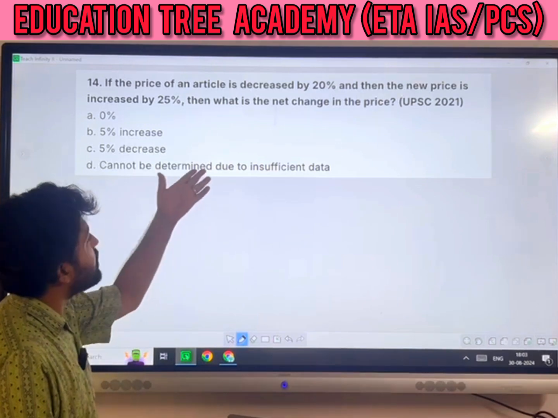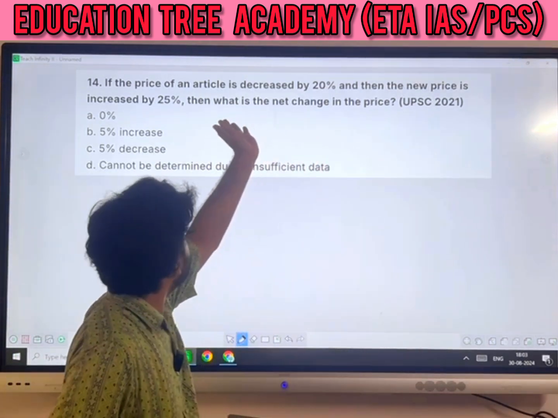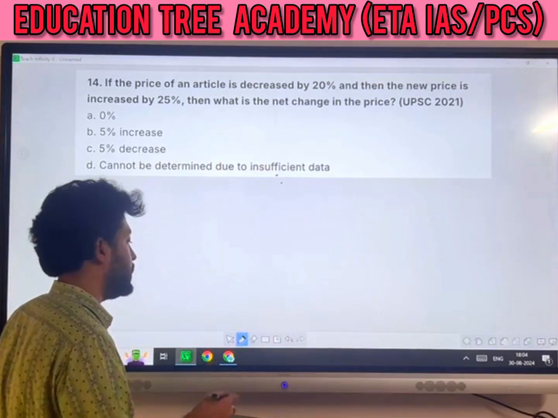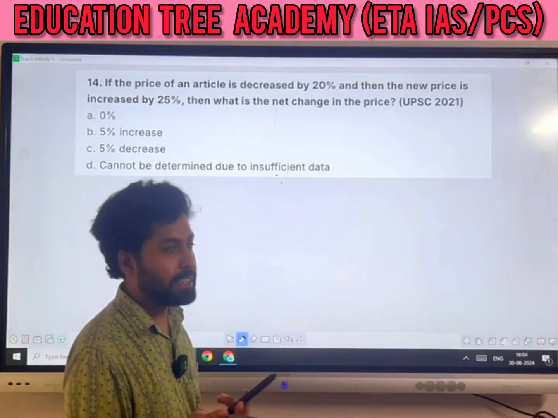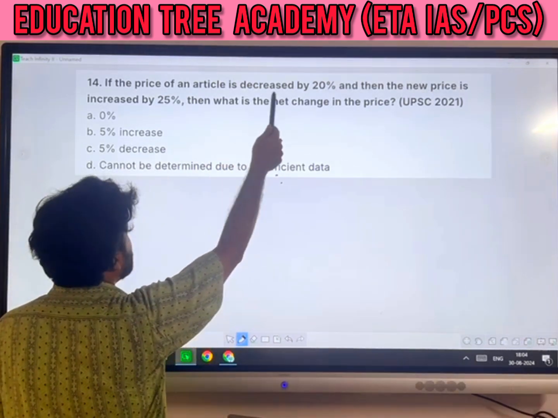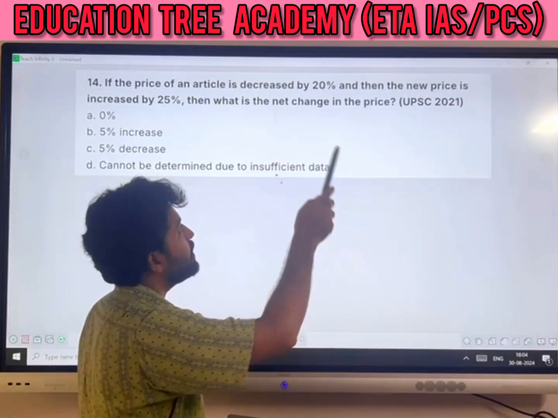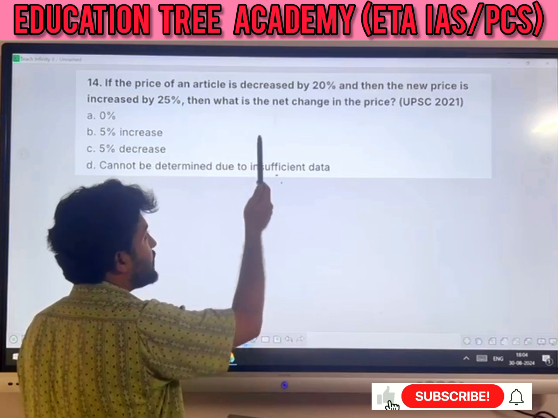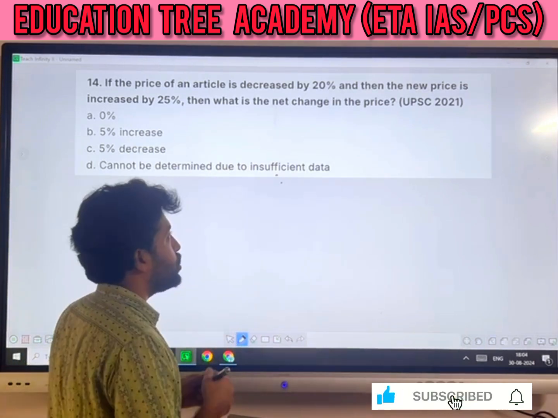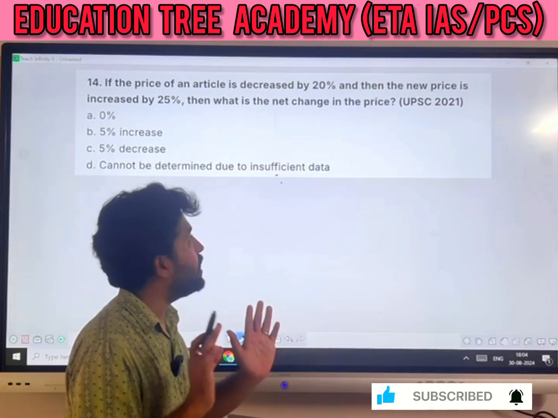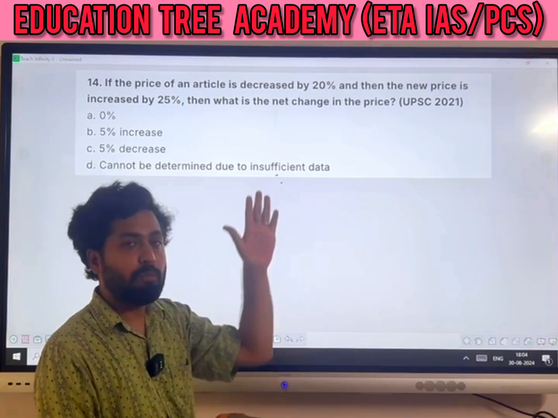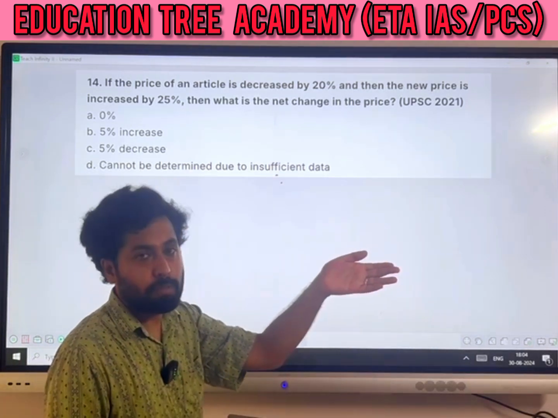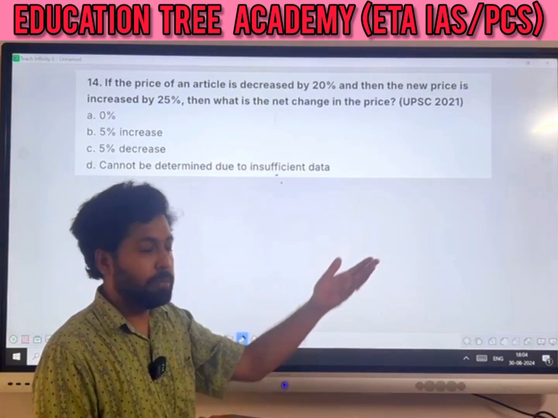Okay students, so we have another question on percentage asked in UPSC 2021. So let's see how we can solve this question. As we know, first we read the statement. If the price of an article is decreased by 20% and then the new price is increased by 25%, what is the net change in price? So here we have a price initially. First we are decreasing it by 20%, then we are increasing that price by 25%. So net change in price is being asked.